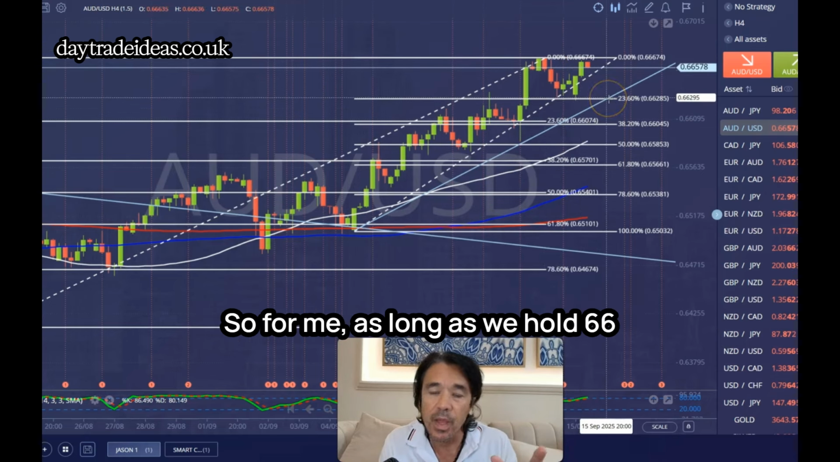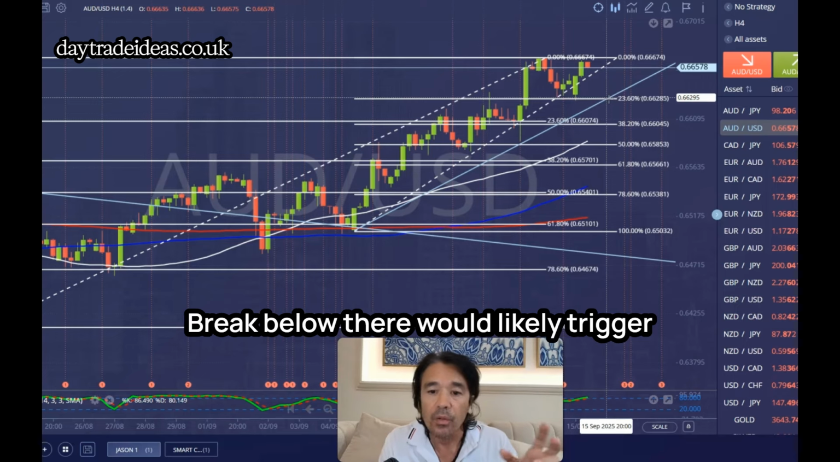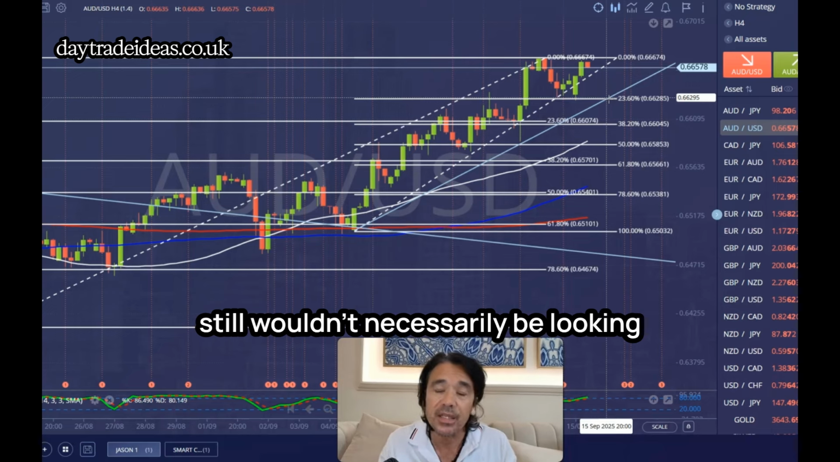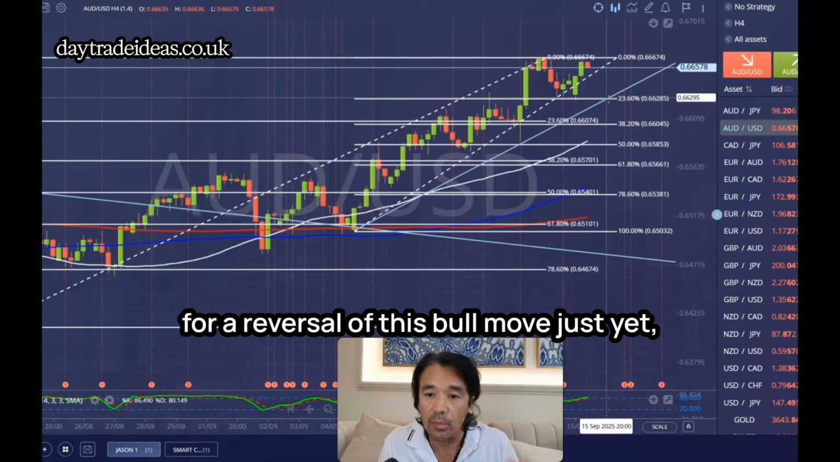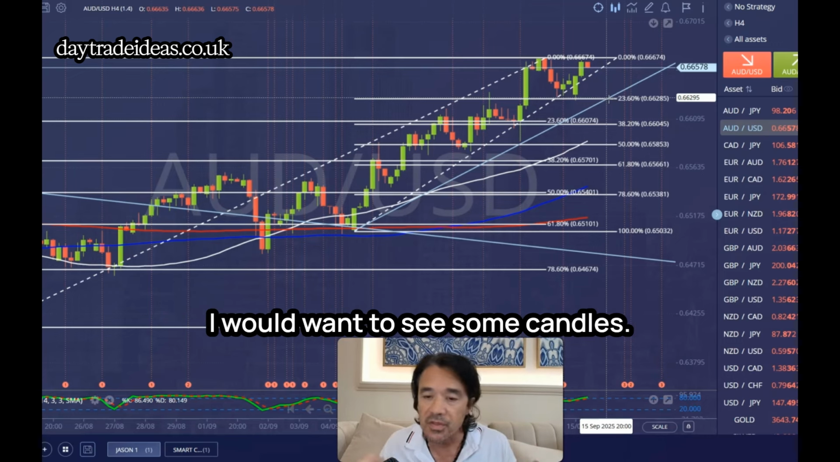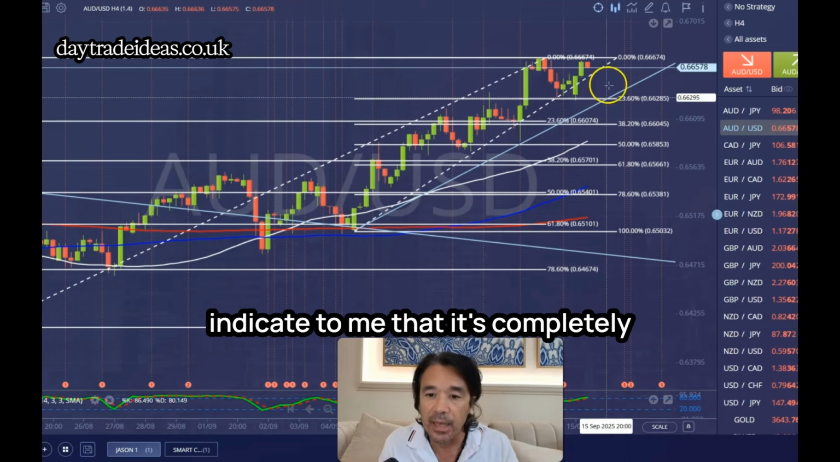So for me, as long as we hold 66.20, the bulls remain in control. A break below there would likely trigger a further short-term correction, but I still wouldn't necessarily be looking for a reversal of this bull move just yet based on the 200-week moving average. I would want to see some candles. I would want to see a pattern that would indicate to me that it's completely over.